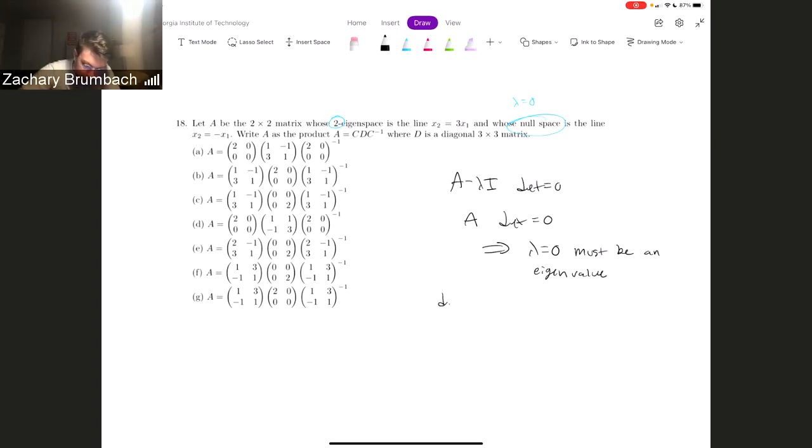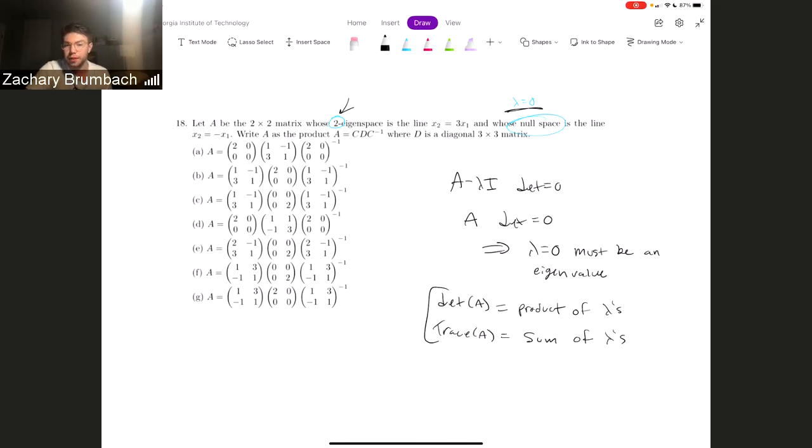Another fact to note is the determinant of any matrix is equal to the product of eigenvalues. The same way that the trace is equal to the sum of your eigenvalues. Okay, just two things to note. So in this case, we have a lambda equals 0, and we have a lambda equals 2. And another way you could think about this is the determinant is 0. So the determinant is the product of all of our eigenvalues. So 0 must be included if the determinant is 0, right?